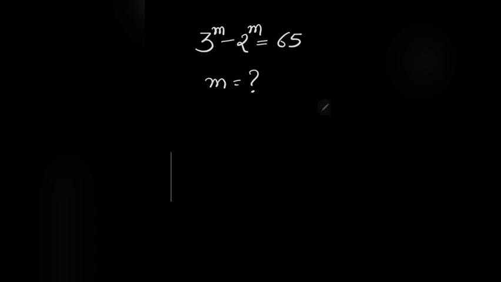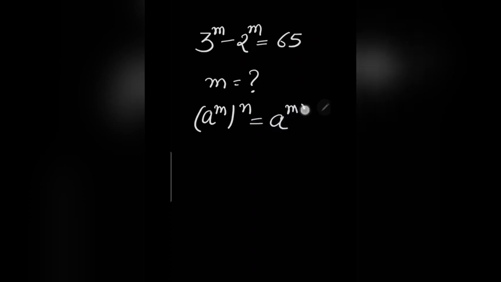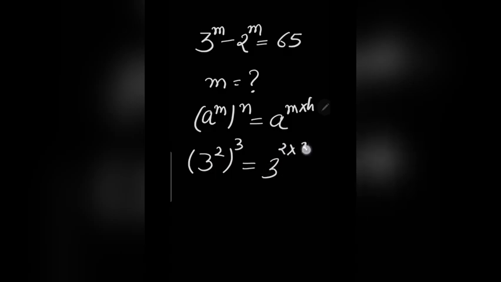First of all, before solving this question, you must know some rules of power and exponent. For example, suppose a raised to m and whole raised to m. So what is the meaning of this? A raised to m multiplied by m. Okay, let's take one example. 3 raised to 3 square, and here is given 3. So the final answer will be what? 3 raised to 2 multiplied by 3, which is equal to 3 raised to 6.